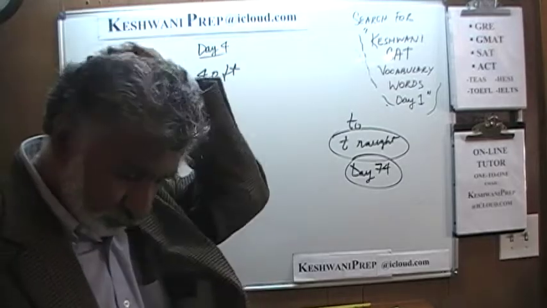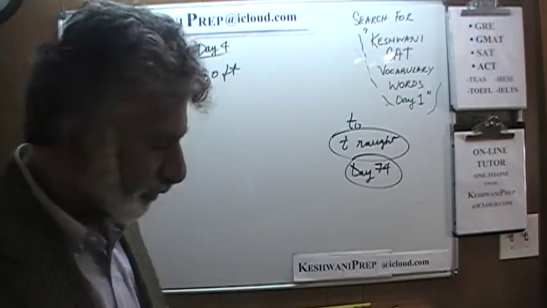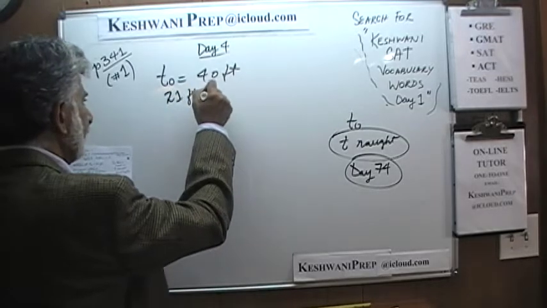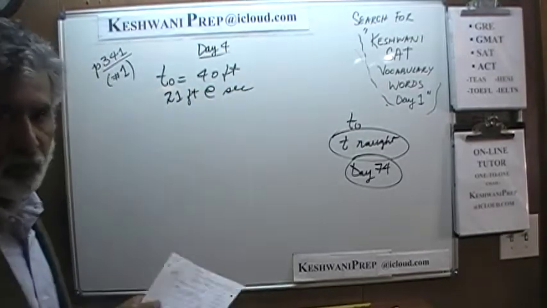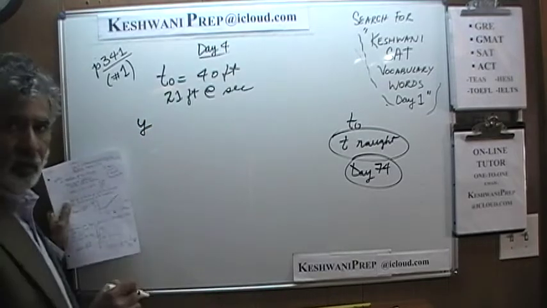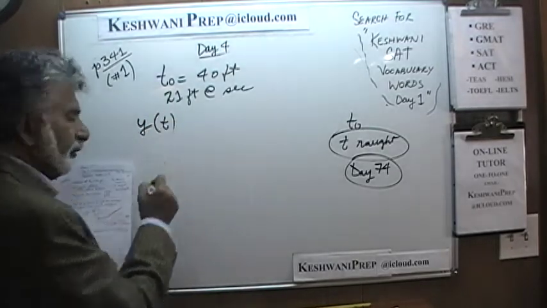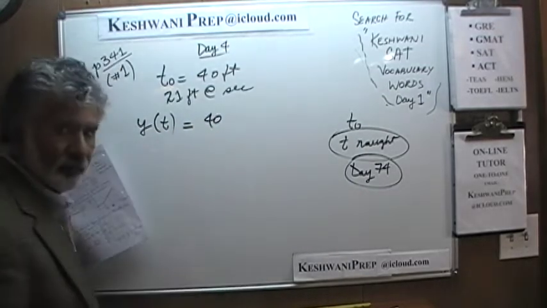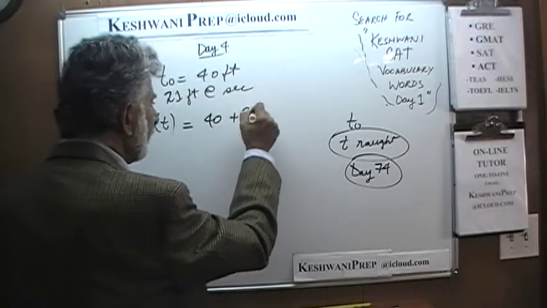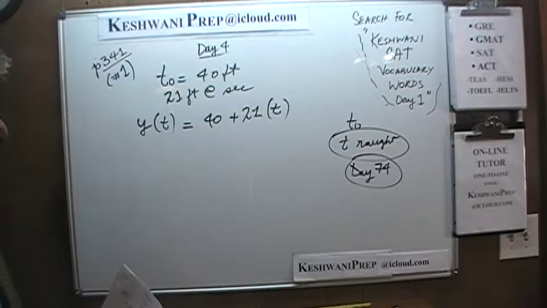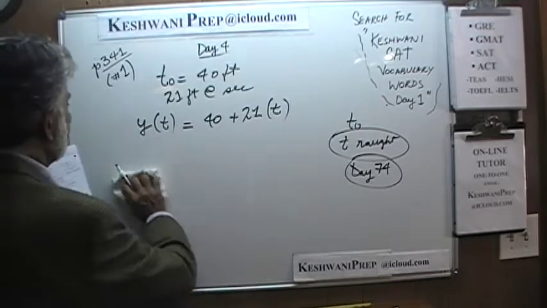So at T0, when we start out, the helicopter is hovering at 40 feet. And after that, we are told that it gains 21 feet each second. The question is very straightforward. How do we convey this idea in the form of an equation? It's very simple. They are using the letter y to represent altitude as a function of time. When the time is 0, it is 40 feet. That's your intercept. And then after that, it gains 21 feet every second. That's the function. Very simple, very straightforward.